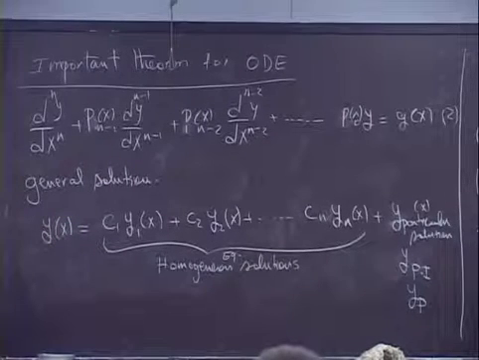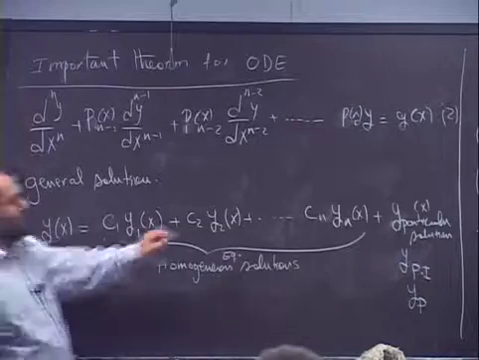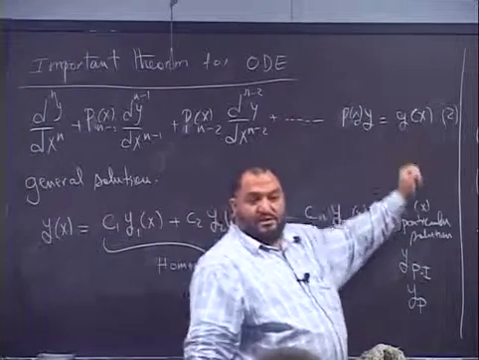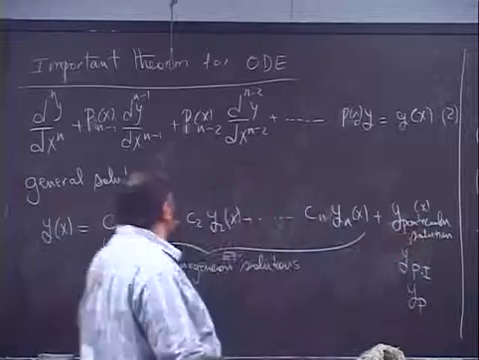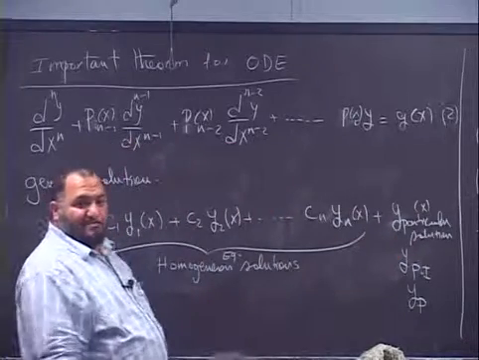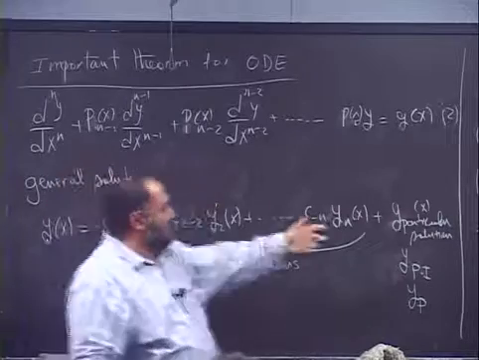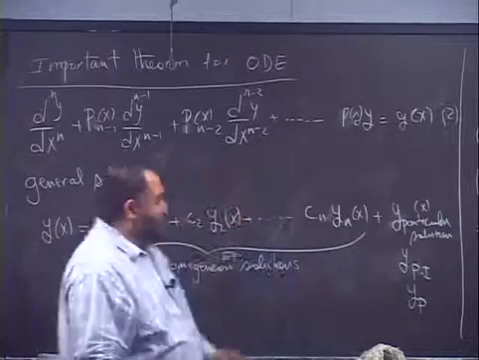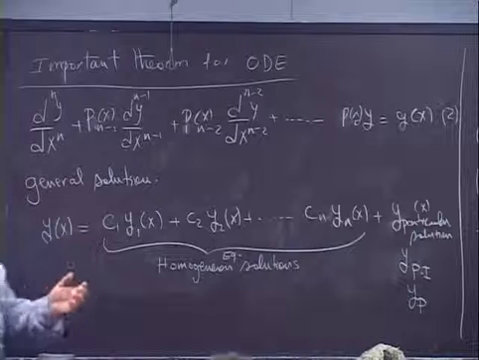Instead of getting 0, you will get what? G of x. Okay? So if you substitute with this solution here, you will get what? You will get 0 for this part, and you will get g of x.